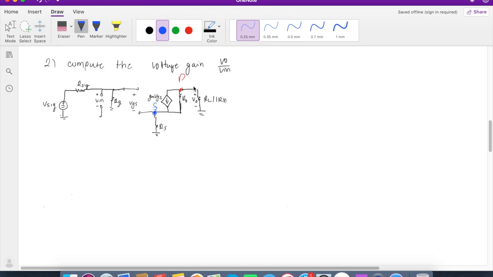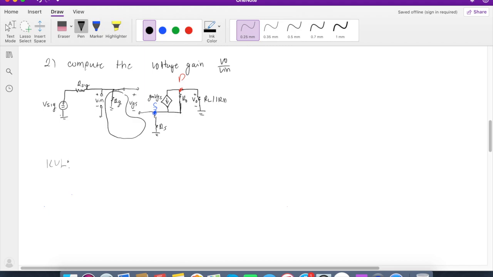So why are we doing KCLs at node S and D? Well, we see that node S and node D are both connected to V out and V in. They're both functions of V in and V out. How do we know that? Because the VGS is controlling the current source. Now, VGS we can simply find an equation for using KVL.